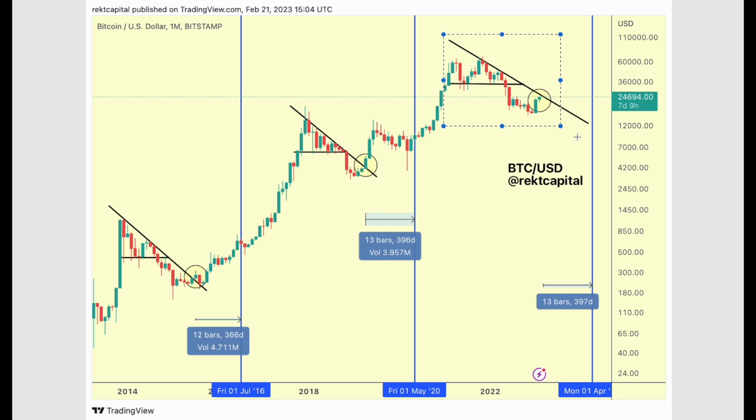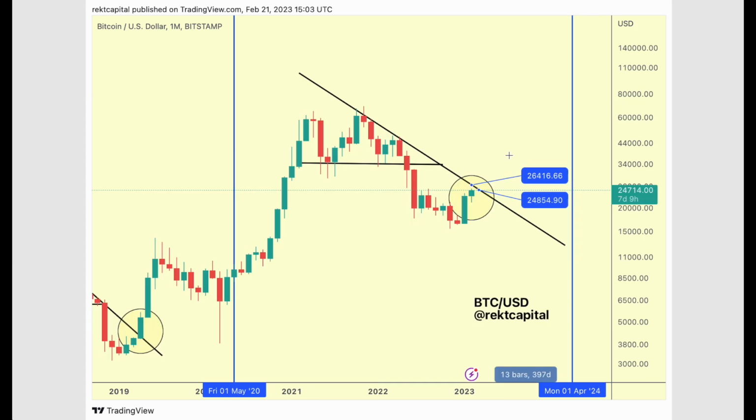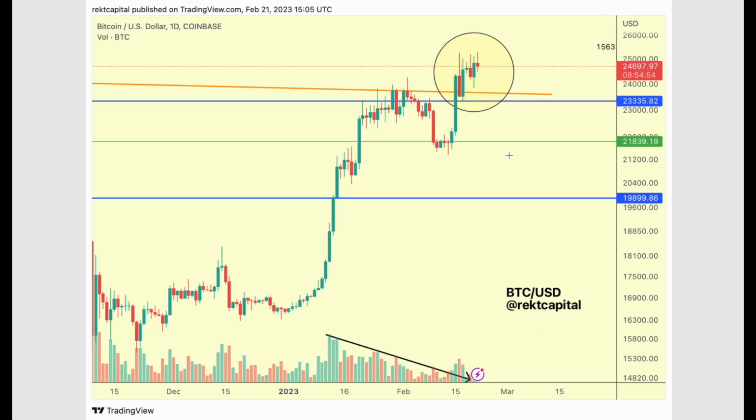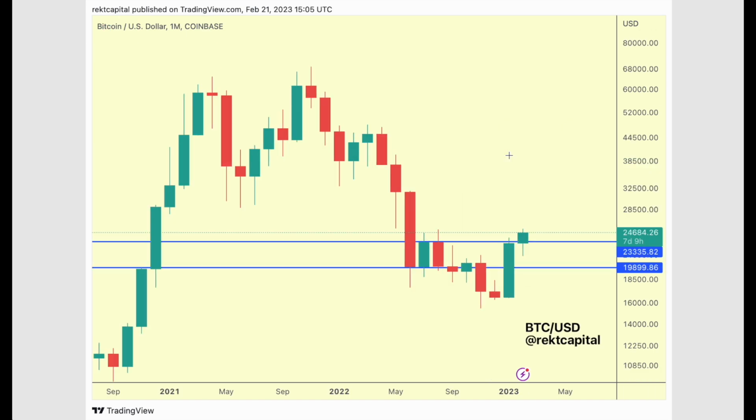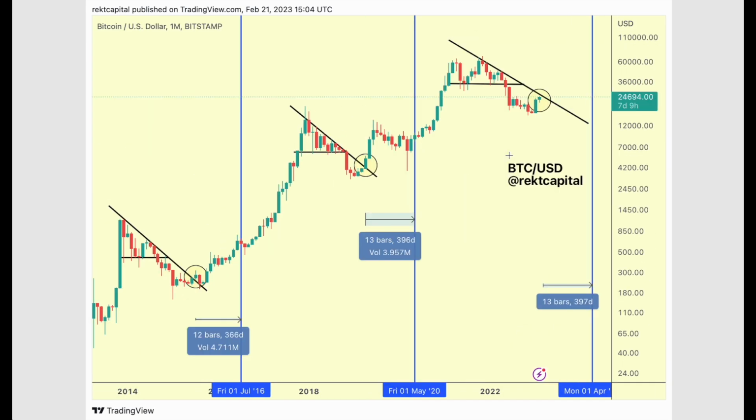Let's focus here on the macro downtrend, and we're going to be talking about the shorter term timeframes as well, zooming in onto the RSI, the daily, weekly, monthly. We're going to be covering all of that and more. Let's dive right into the video.